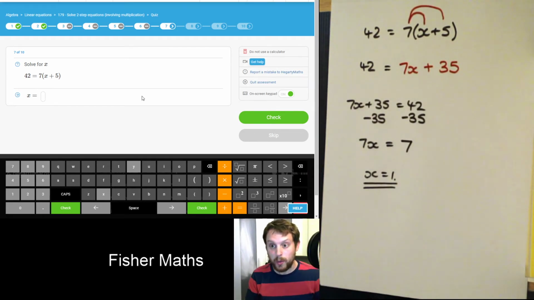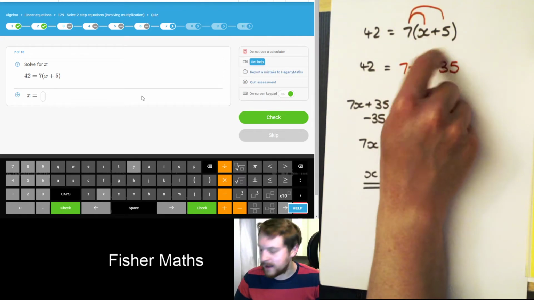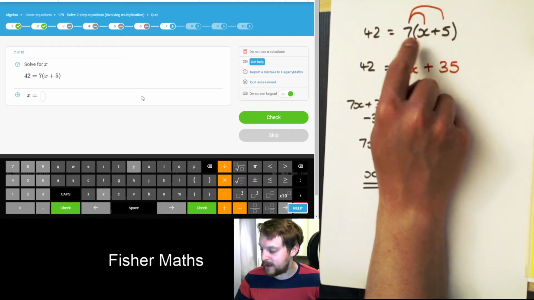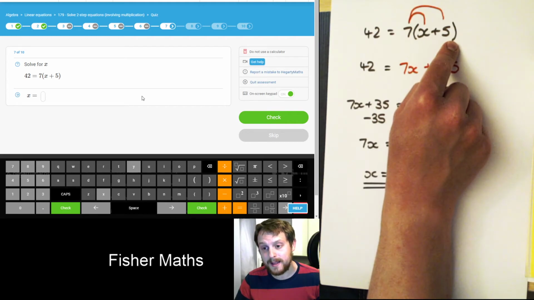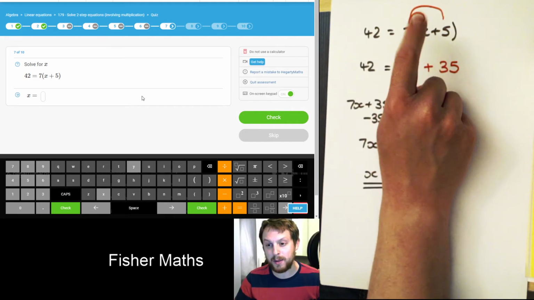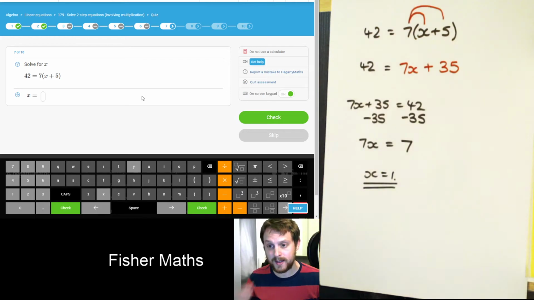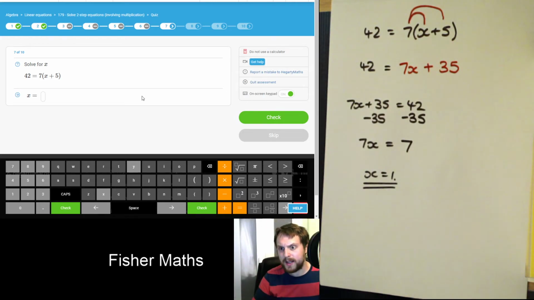Which is what you would get if you were trying to make this bracket equal 6, right? 7 times 6 is 42. So the x had to be 1, to be 1, add 5 to make the 6. Hopefully I've not said too much there that's confusing. If I have, I apologize.